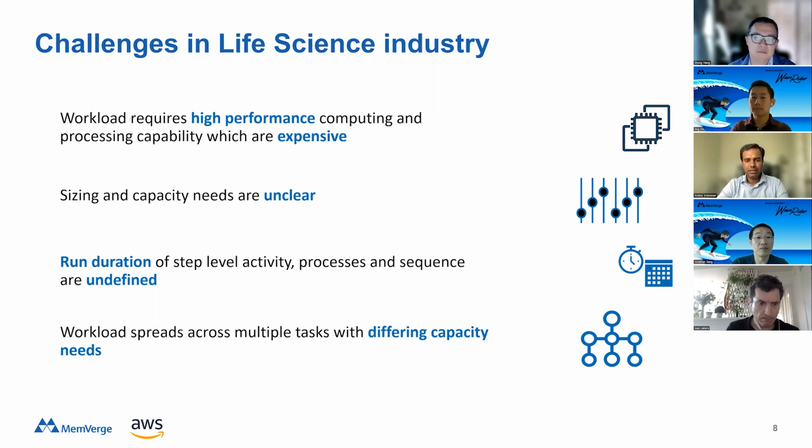The second aspect comes in the form of sizing and capacity needs. The workload is spread across multiple tasks, even involving software and services provided by different applications. With each task comprising multiple threads, the capacity can be significantly different for each and every process, each and every task. So determining and boxing a specific capacity becomes even more challenging.